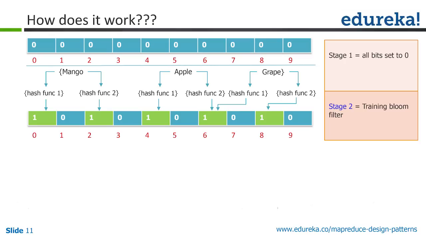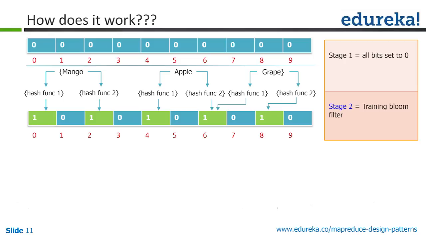The hashing concept is where it converts the corresponding string into a hash key. When it converts it to a hash key, it populates the corresponding index. For example, for the word mango, it uses two hash functions and highlights bits 0 and 2. Similarly, for apple, the corresponding hash function values are highlighted at bits 4 and 6. For the word grape, the hash functions give 6 and 8.